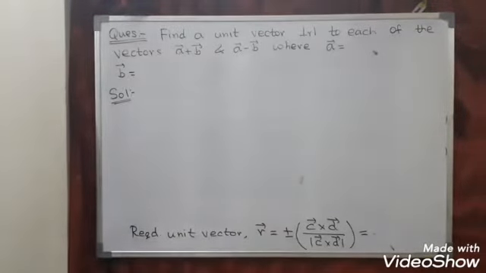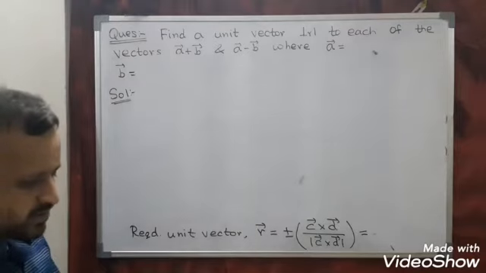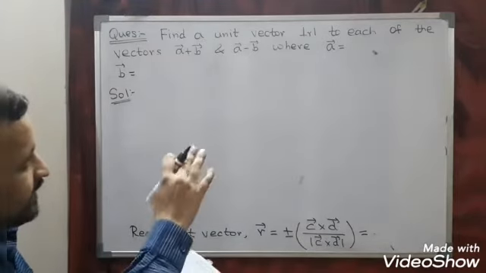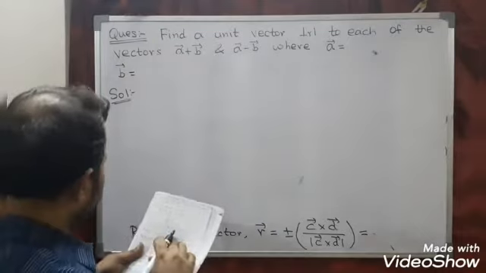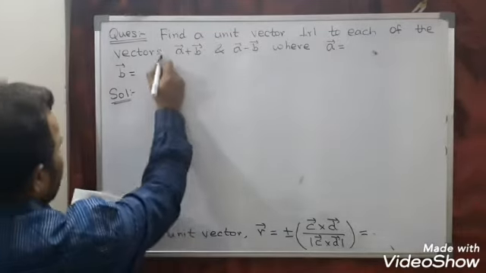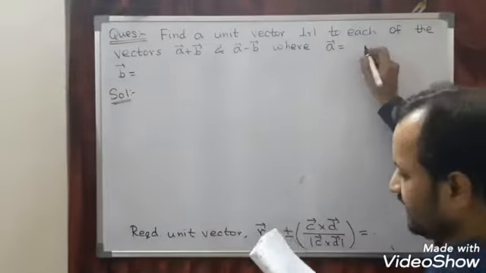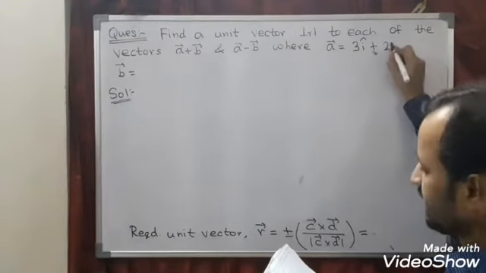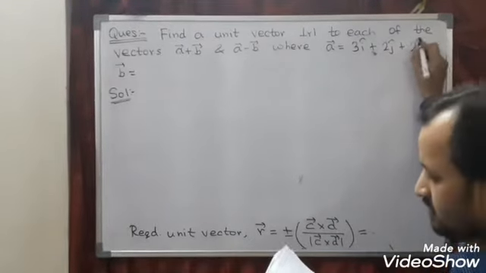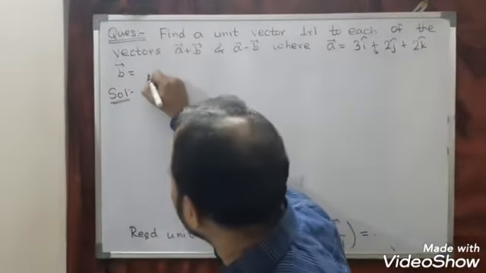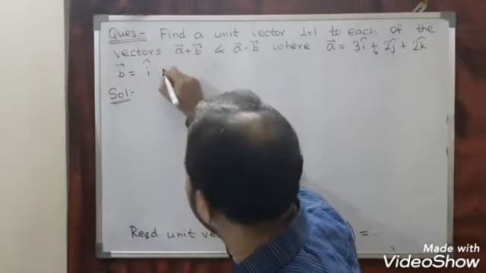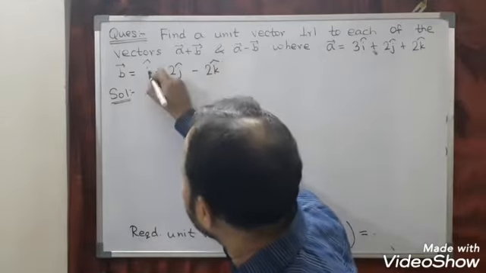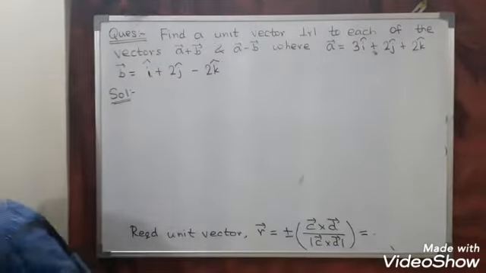Look here, to make the solution of this question more clear. Similar question: find a unit vector perpendicular to each of the vectors a plus b and a minus b, where a vector is equal to 3i cap plus 2j cap plus 2k cap, and b vector is equal to i plus 2j minus 2k. So similar question, only values are changed.